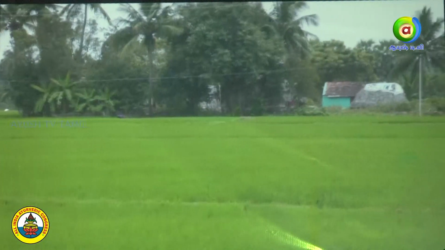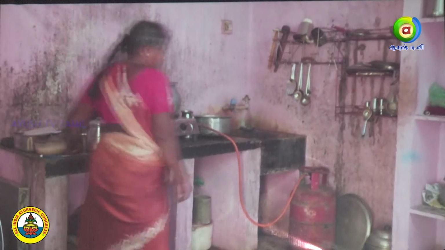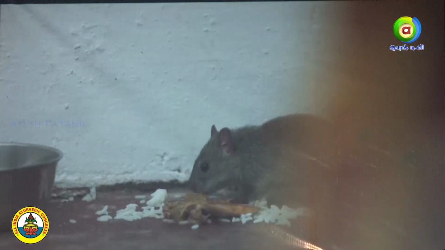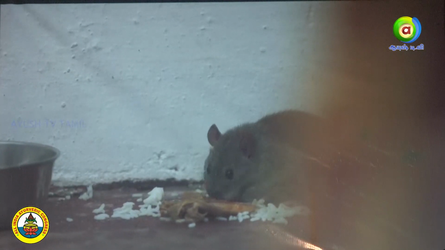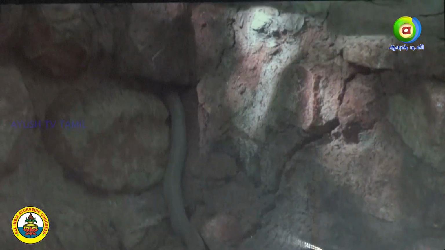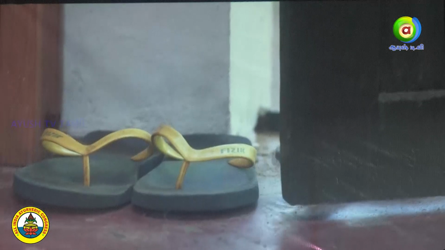Most rural homes are close to crop fields. Having cobras residing close by can lead to problems. Rats come into homes in search of food, and where food is available in plenty, they become permanent residents. And where there are rats, cobras will follow.